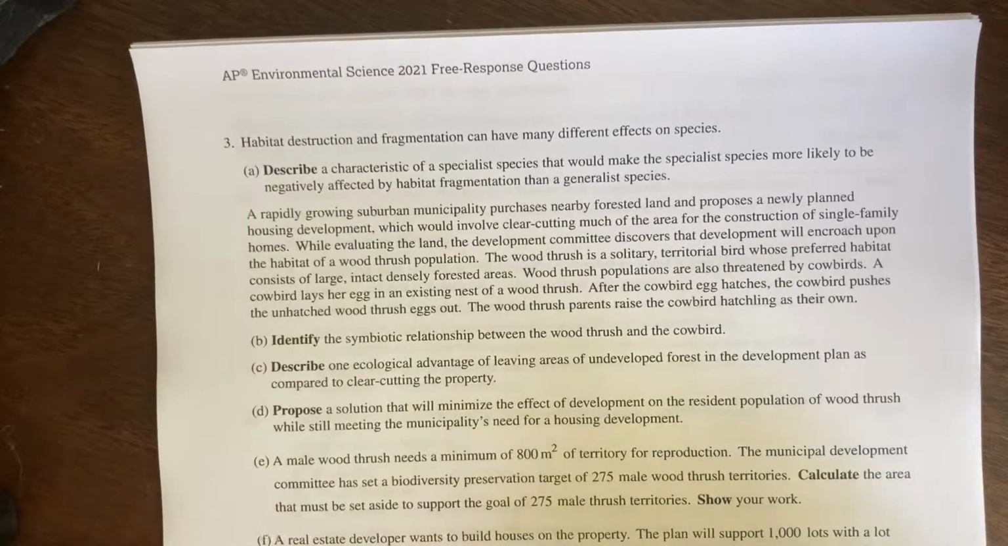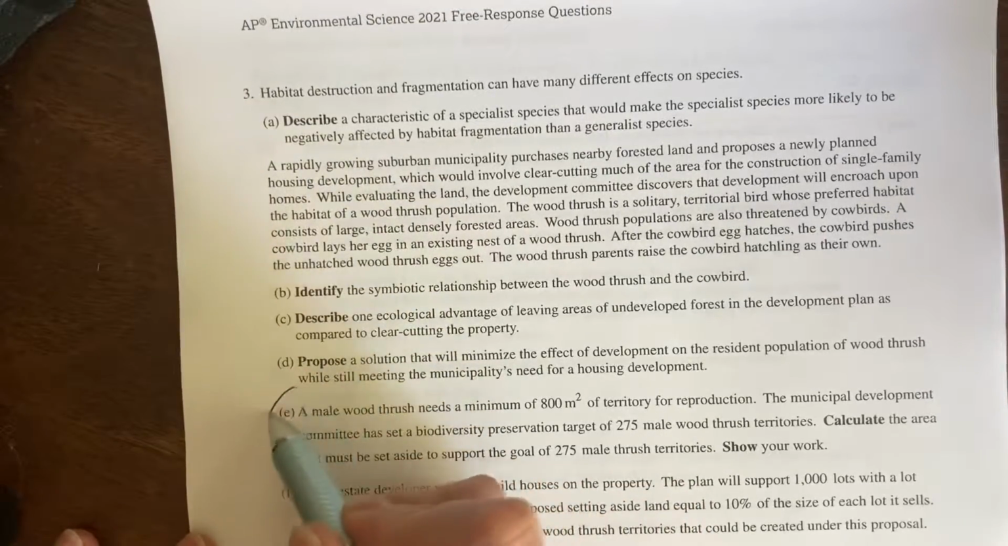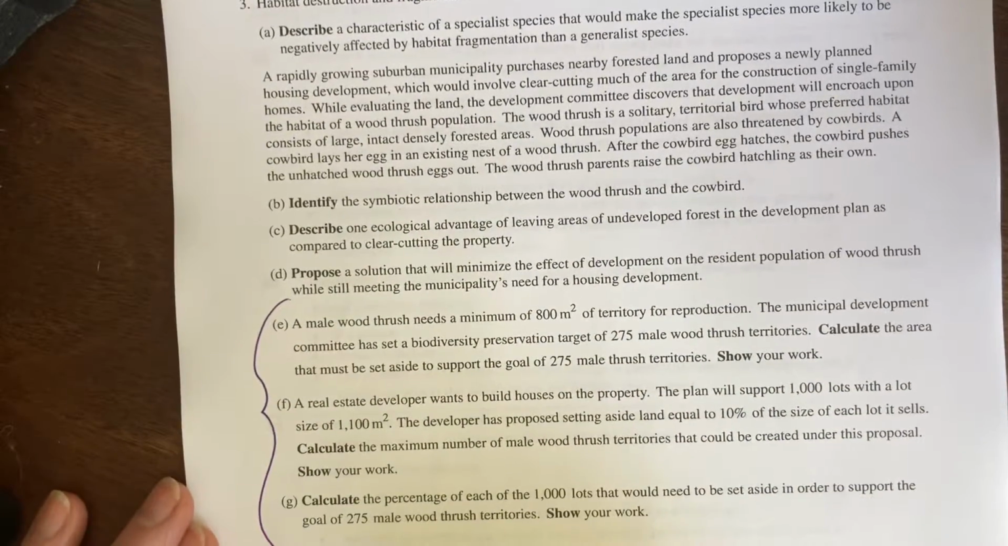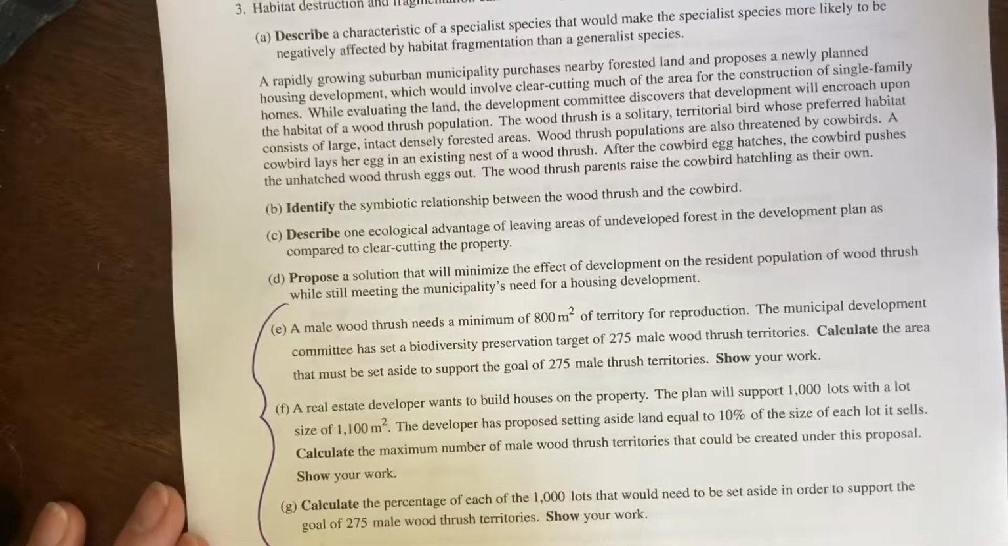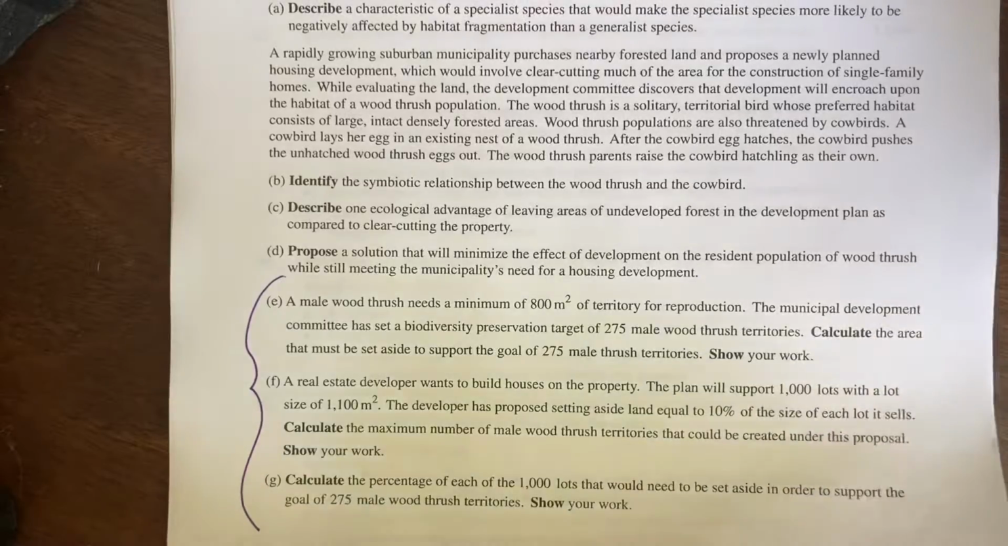FRQ 3 is our math FRQ. There are 10 points possible, and you can tell kids that on a math FRQ, only about half are math. In this case, it's 6 out of the 10 points are math. So read through the question, try the math yourself, see how you do.